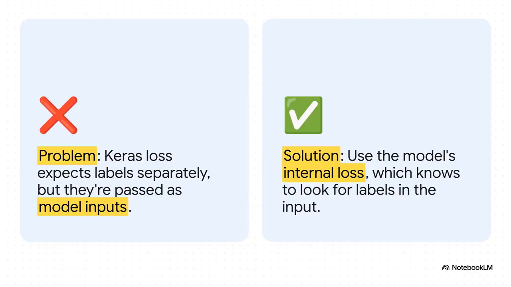And boom, here's our culprit. See what was happening on the left? We were putting the labels inside the input dictionary, but we were telling Keras to use an external loss function that was expecting the labels to be passed in separately. It couldn't find them. The fix, on the right, is just to tell the model, hey, calculate the loss yourself, because the model knows to look inside that dictionary for the labels.